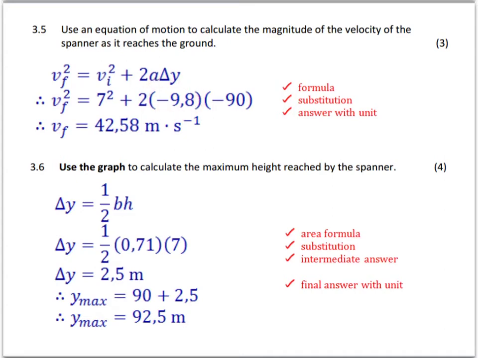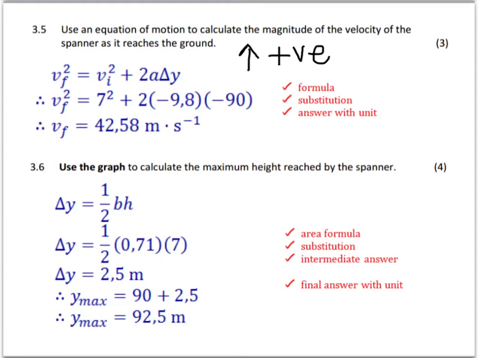We know that the initial velocity of the spanner was positive 7 meters per second. This is still using a direction convention of up as positive. The other piece of information we have here is that your spanner started out at a height of 90 meters. If it has fallen to the ground, it means that overall it has dropped by 90 meters. Its height has decreased by 90 meters, and thus delta y needs to be negative 90.